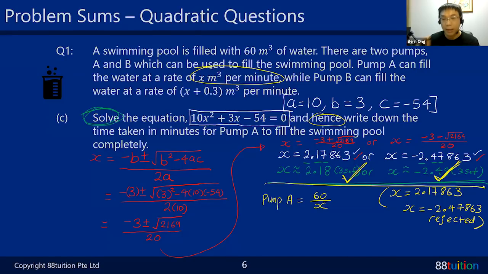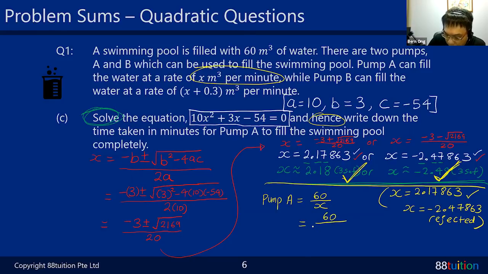Just tell your teacher that, okay, these are the two answers for the solving part. Then now I'm answering the hence portion. Hence, write down the time taken. Okay, so here, I take X is 2.17863 and I reject the negative 2.47863. Can you see or not? So down here, you can say that 60 over X.